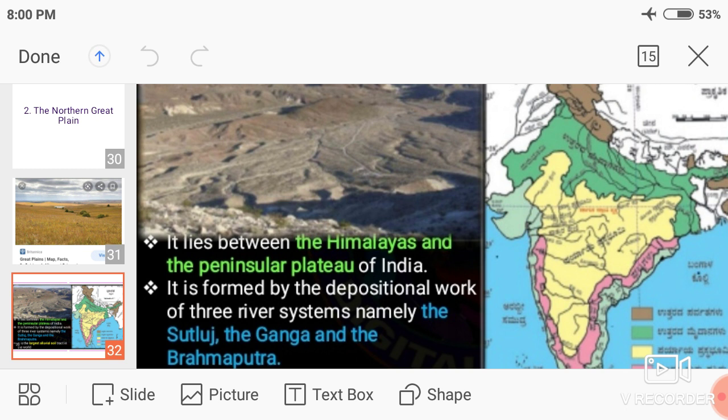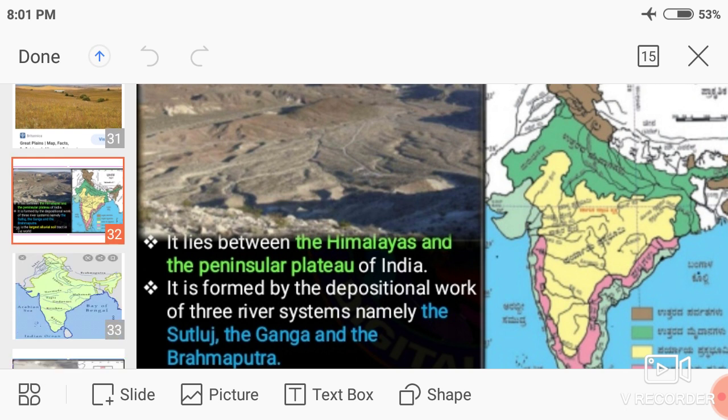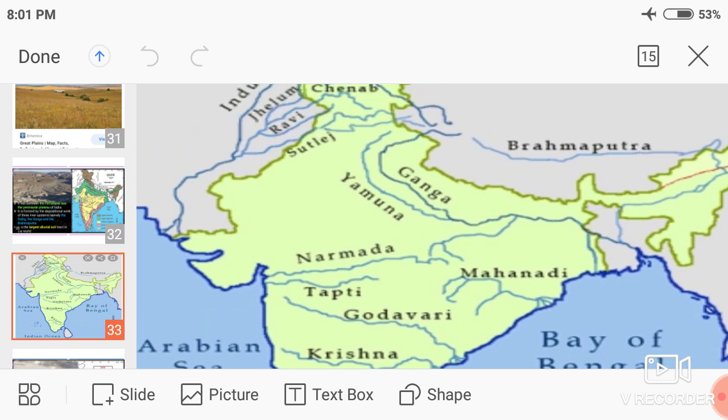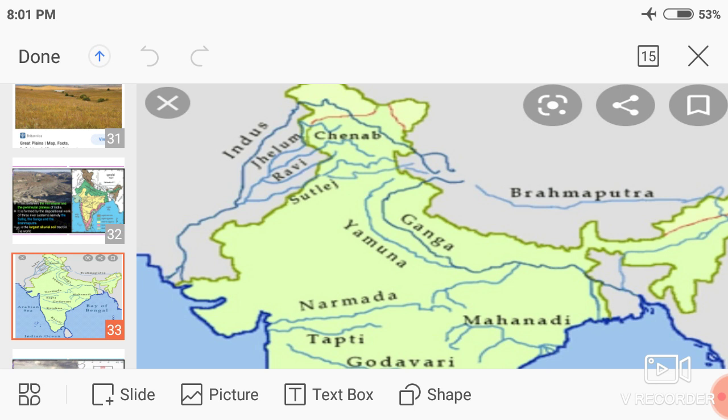Where is it formed? It is formed by the depositional work of three river systems: the Sutlej river, the Brahmaputra river and the Ganga river. It is formed by the depositional work of the three river systems.